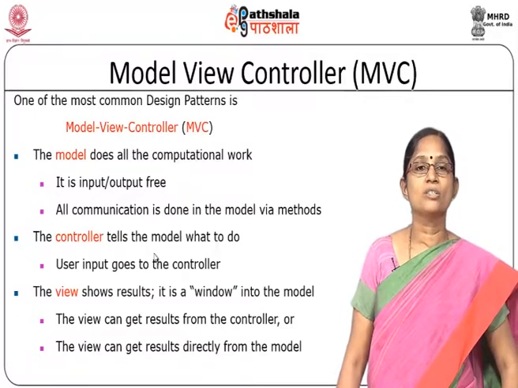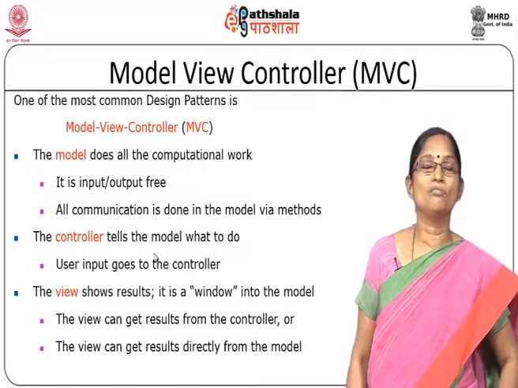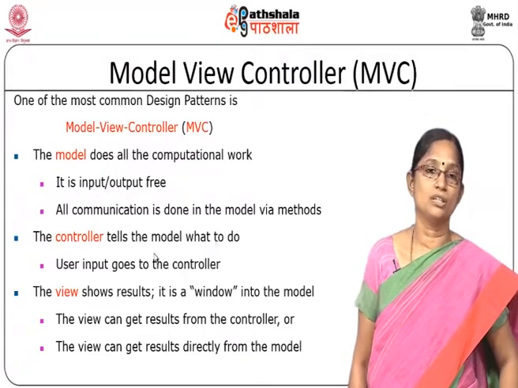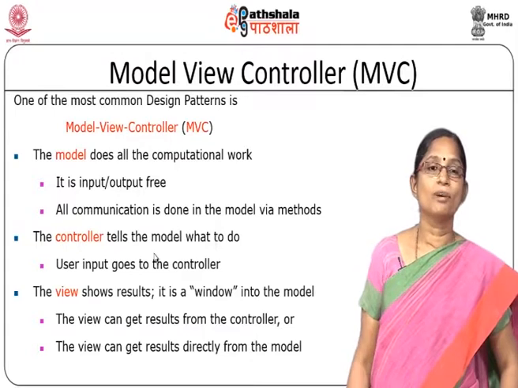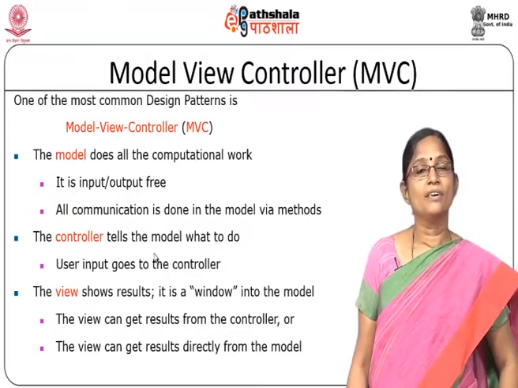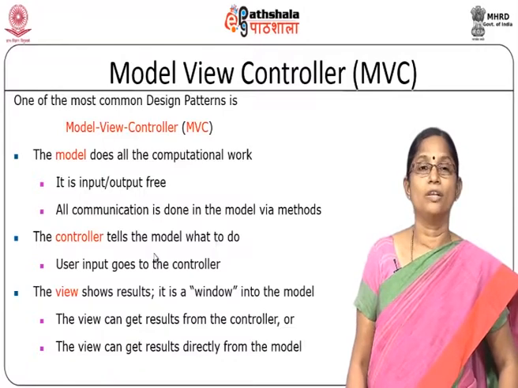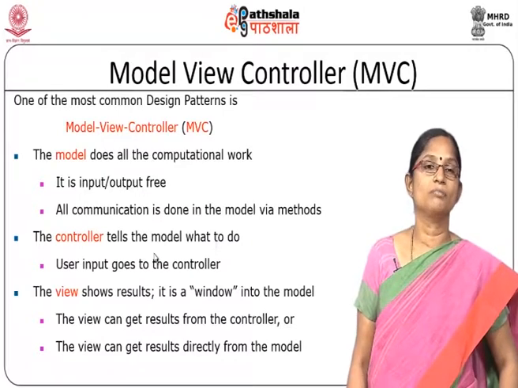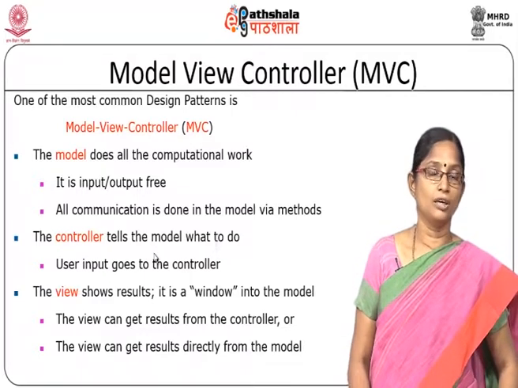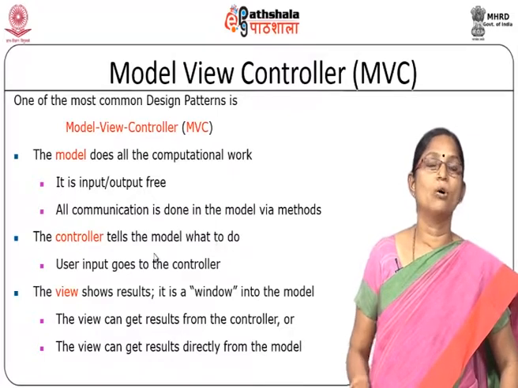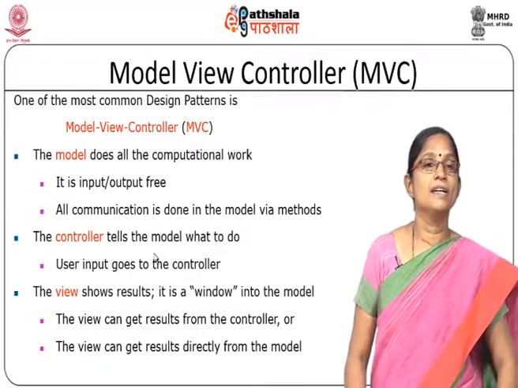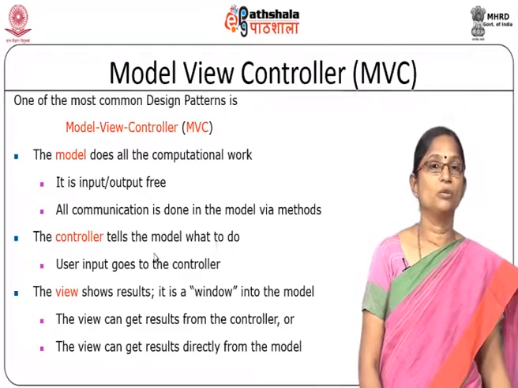Then the third one is called the view. View is used to show the results. It is nothing but a window which shows the result to the user. The view can get results from the controller, or the view can get results directly from the model. So view is used to show the result basically. All of the user input goes to the controller and the model is the place where all of the business logic takes place. It is completely free from input and output.